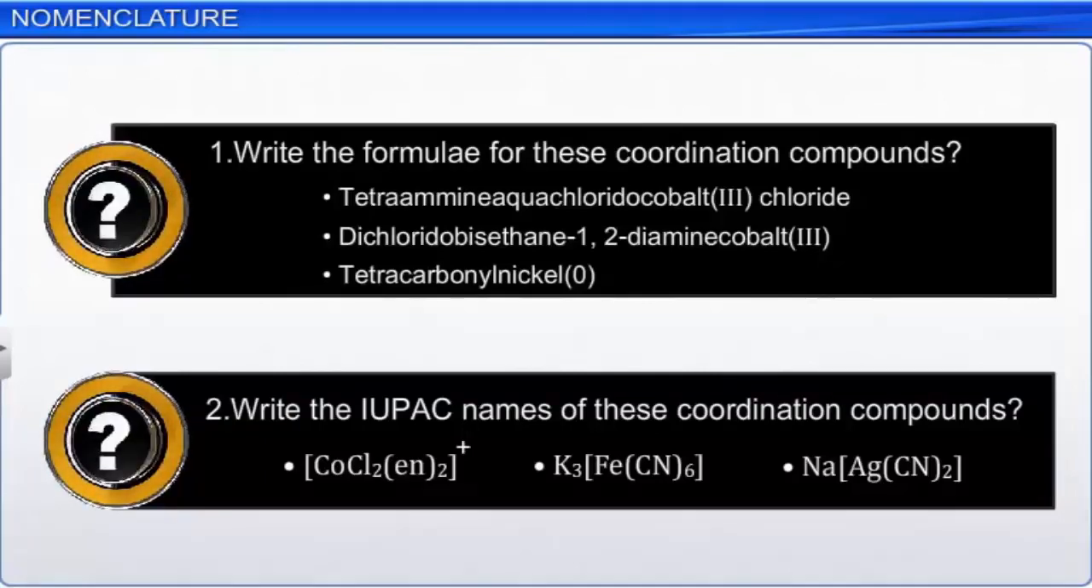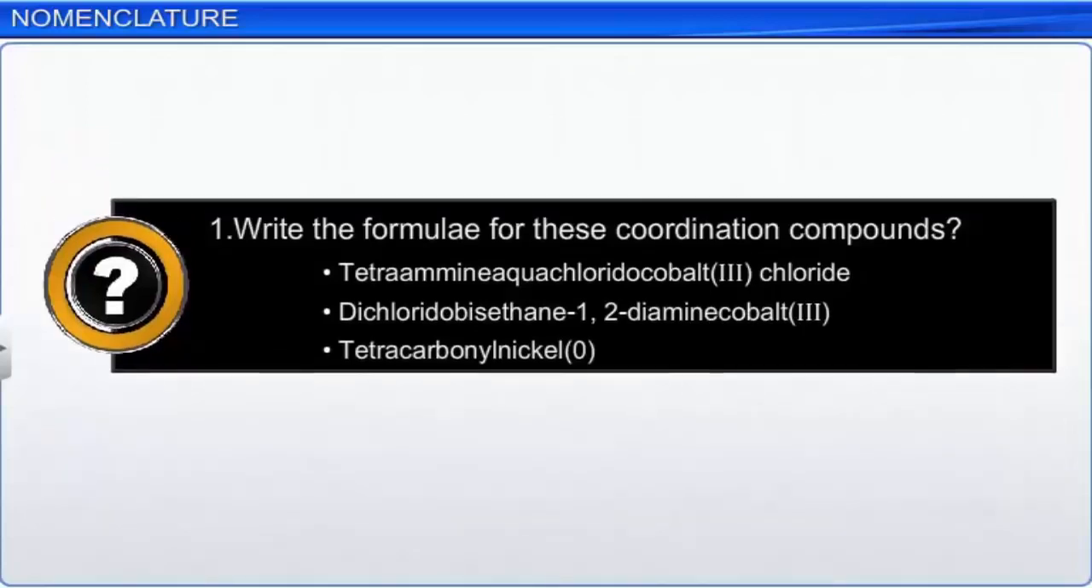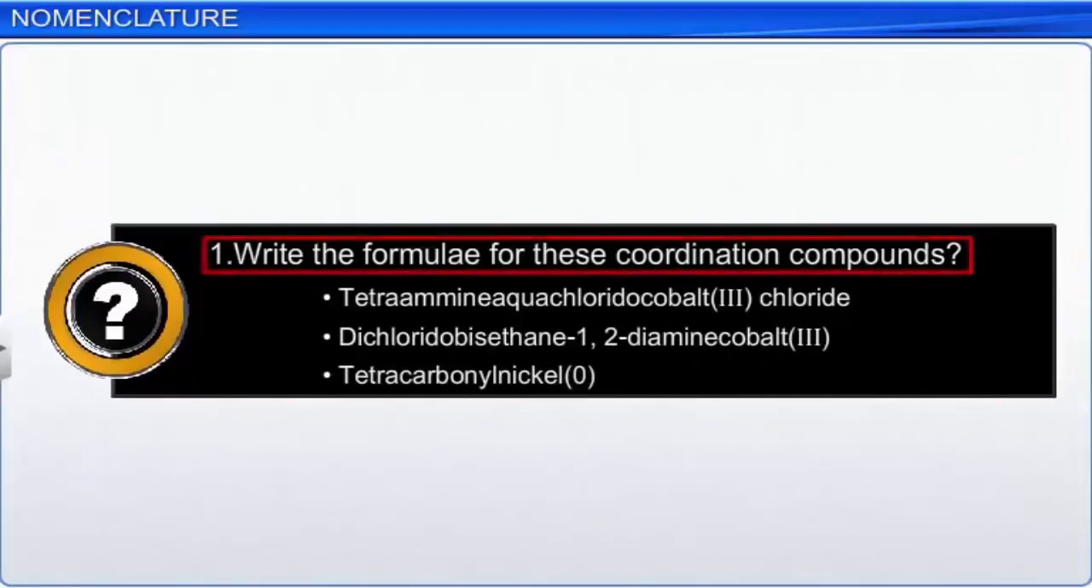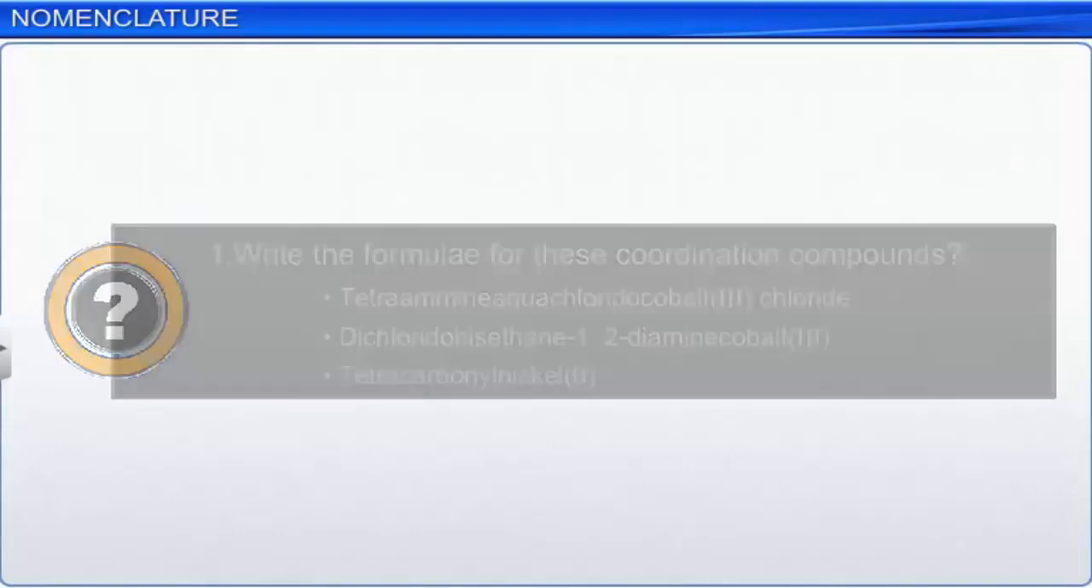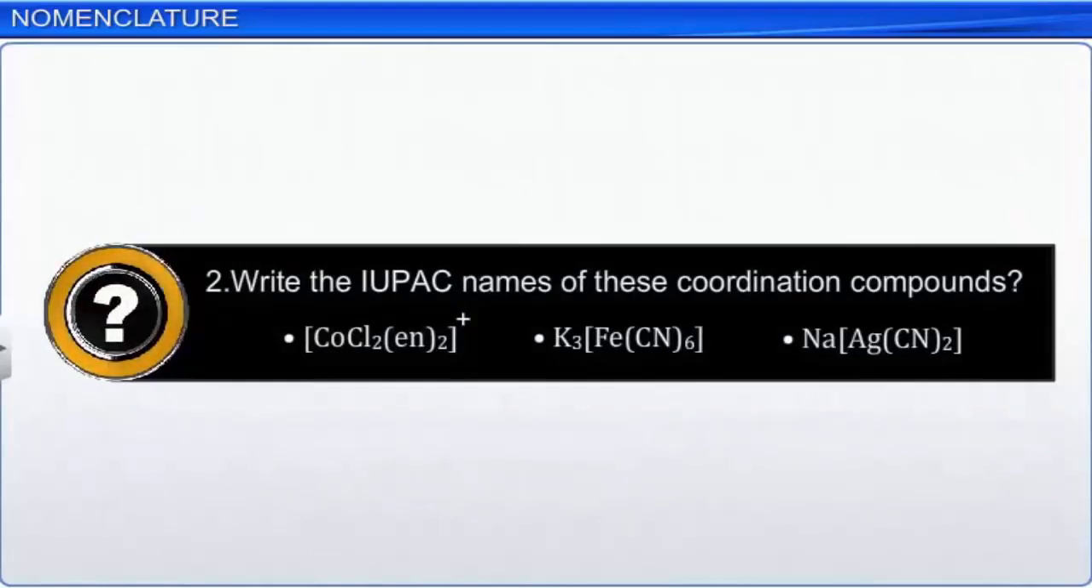Now is the time for practice. Apply IUPAC rules for writing the formulae in the first question and for writing the IUPAC names for the given complexes in the second question. Question 1. Write the formulae for these coordination compounds. Tetraamine aqua chloridocobalt(III) chloride. Dichlorido bis(ethane-1,2-diamine) cobalt(III). Tetracarbonyl nickel(0). Question 2. Write the IUPAC names of these coordination compounds.